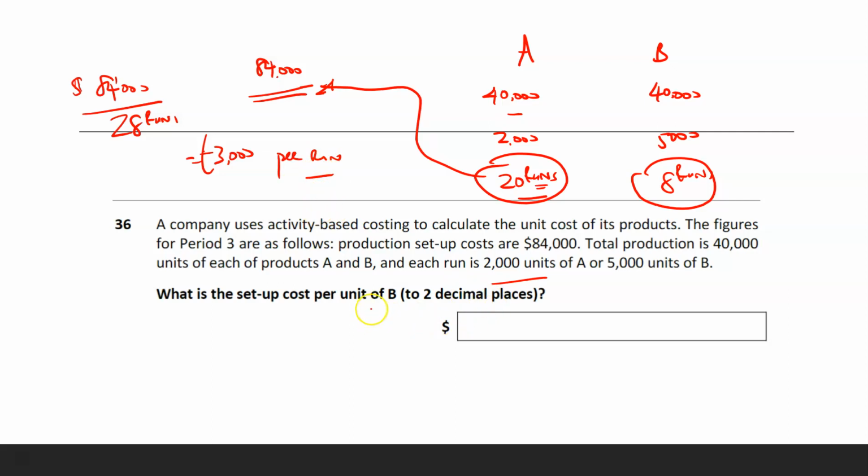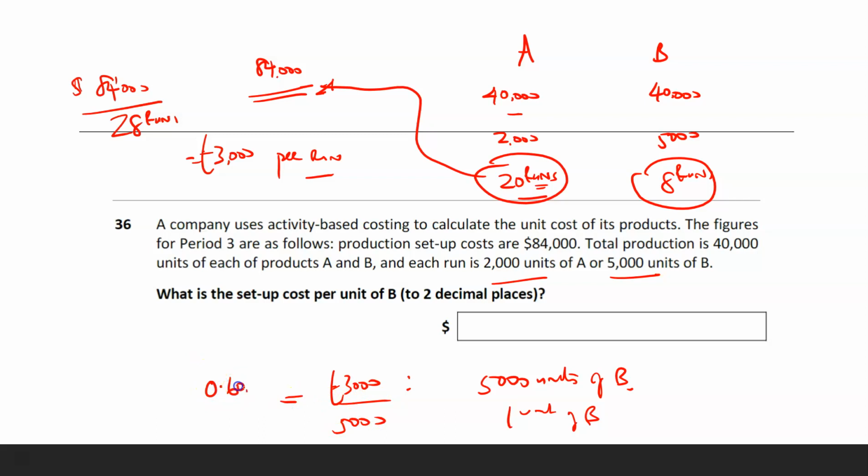The question is asking, what is the setup cost per unit of B? Well, for every run, it's going to cost you 3,000, and you are making 5,000 units of B. Therefore, 1 unit of B will be 3,000 divided by 5,000 units, which would be 60p. Because every run, every batch, contains 5,000 units, and that's the cost, and therefore, for a unit, just divide both sides by 5,000 to see what's going on. So the answer here would be 60p.